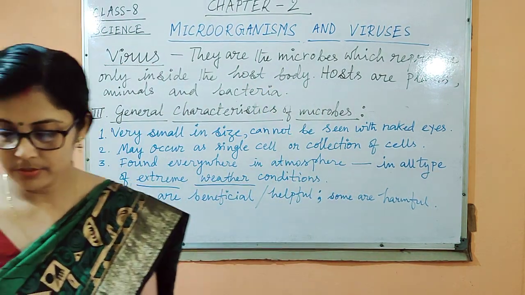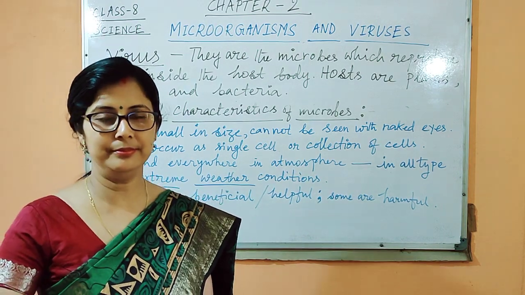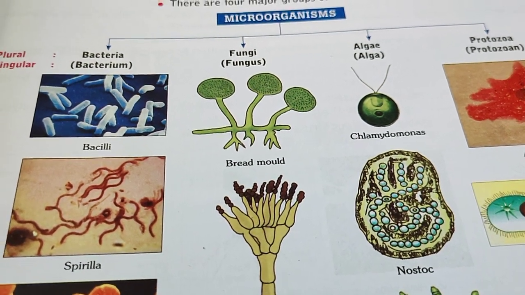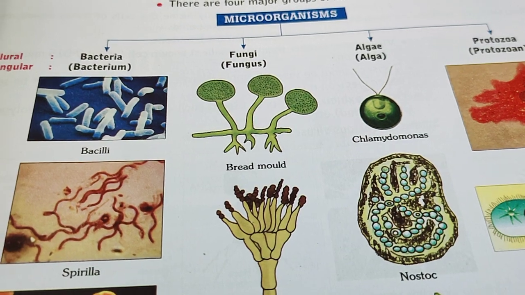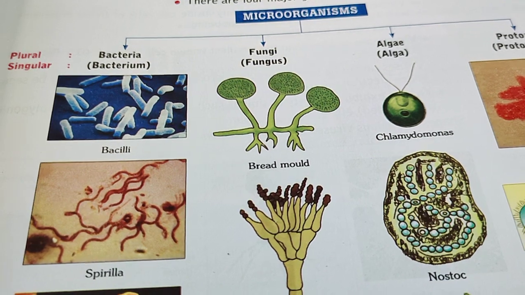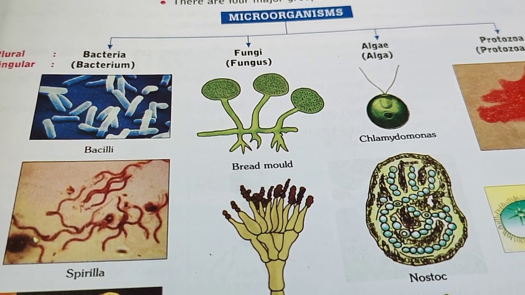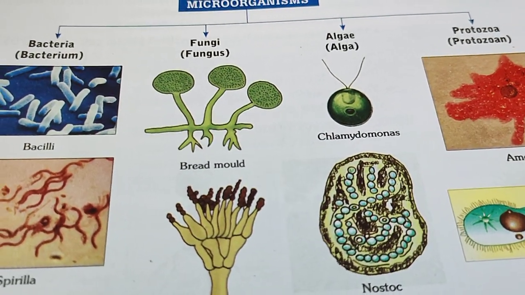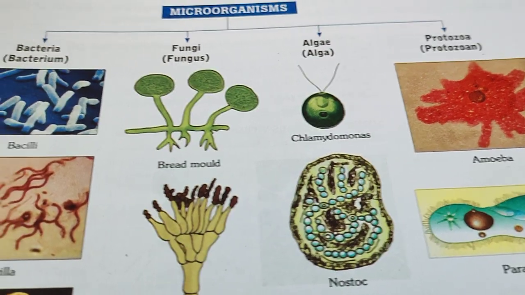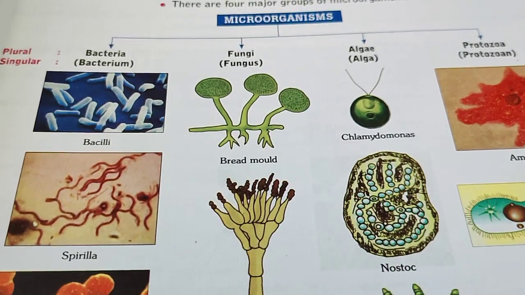Now, let's move to the different types of microbes. This is the flow chart showing different types of microorganisms. Number 1, bacteria, singular form bacterium. Number 2, fungi, singular fungus. Number 3, algae, singular alga. And number 4, protozoa, singular protozoan. So you must see the plural terms and the singular terms used for these microorganisms.